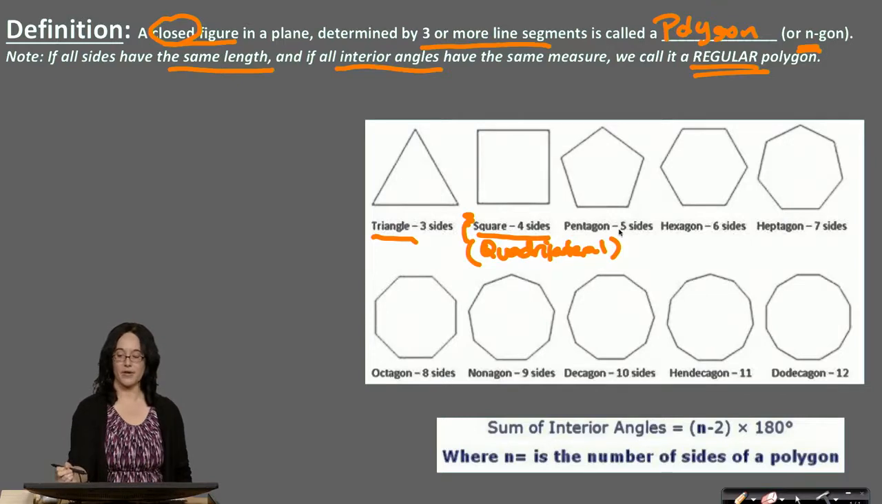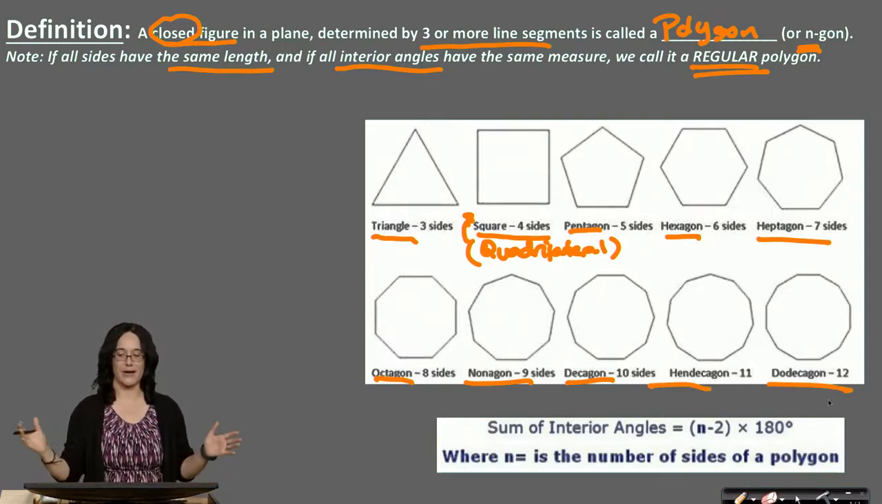A 5-gon is called a pentagon. A 6-gon is a hexagon. A 7-gon is a heptagon. An 8-gon is an octagon. A 9-gon is a nonagon. A 10-gon is a decagon. An 11-gon is a hendecagon. And a 12-gon is a dodecagon. They start to sound a little bit more like dinosaur names as you get into higher and higher n values.